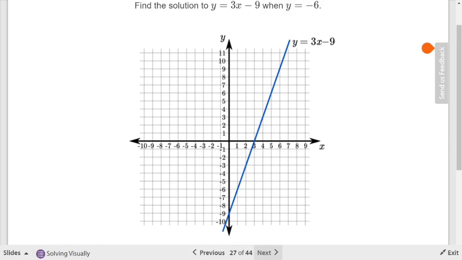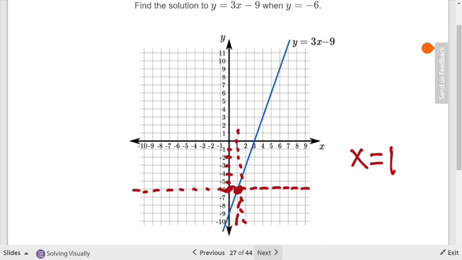Where on any graph on the whole planet does y equal negative 6? Down 6. So let's just go down 6, it's right there, right? All the way across is where it equals negative 6. If we're at negative 6, we need to go which direction to hit the blue line? To the right. How many? 1. So right there is where we hit the line, and that means x equals 1.